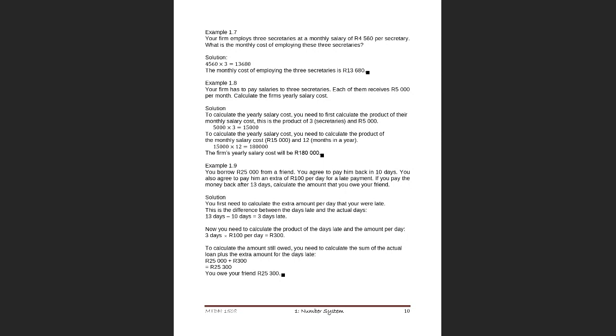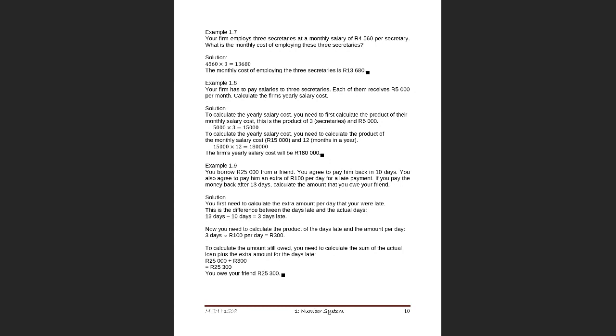Okay, let's look at the next one. Our next one says that your firm has to pay salaries to 3 secretaries. Each of them receives 5,000 per month. Calculate the firm's yearly salary cost. So please, you have to know that there are 12 months in a year.